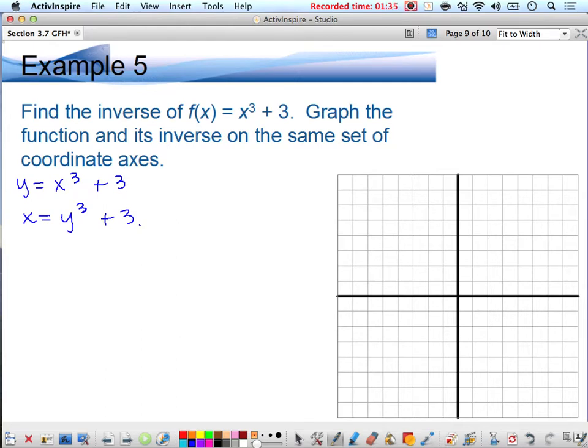So if I subtract 3 from both sides, I have x minus 3 equals y cubed. And then how do I get rid of the cube? Cube root both sides. And that gives us y equals the cube root of (x minus 3). So this is our inverse. So the problem's half over.